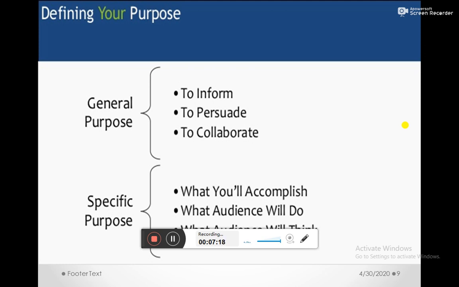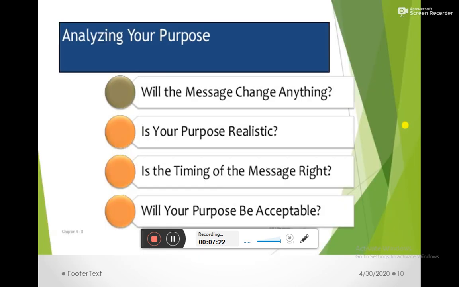So, before sending the message, we have to discuss some questions and ask ourselves these four questions. The first: will the message change anything? It means, will anything change as a result of your message? Make sure you don't contribute to information overload by sending messages that won't change anything.